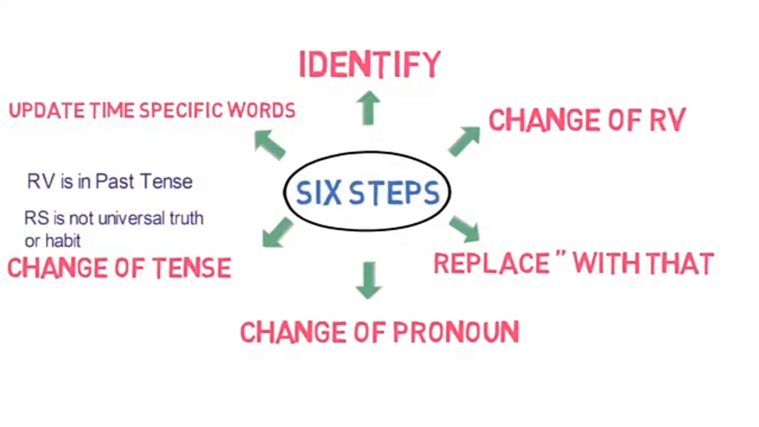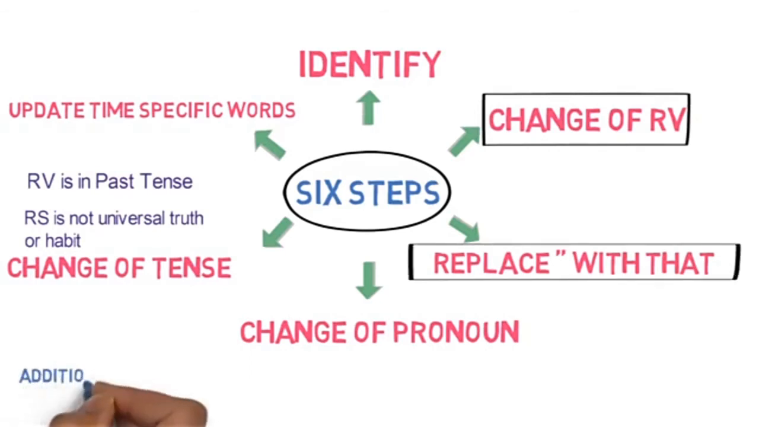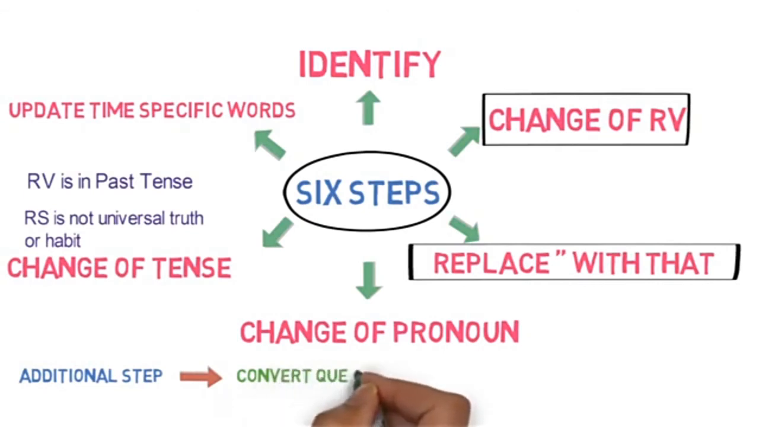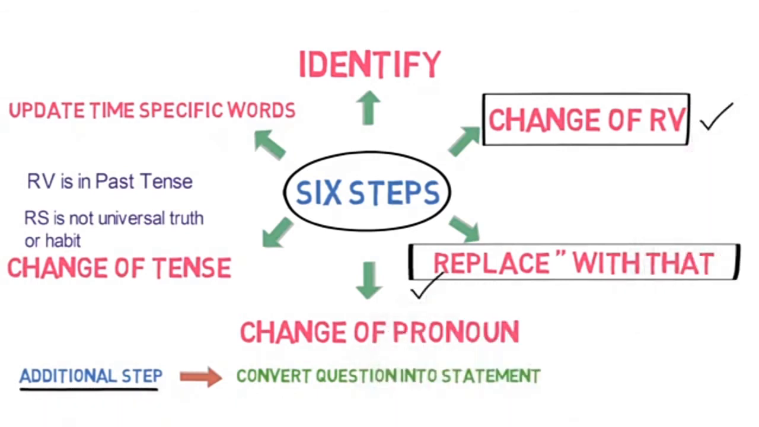There are three important changes when we are given an interrogative sentence for conversion. Rest all things remain the same. Number 1, change of reporting verb. Number 2, replacement of inverted commas. And number 3, conversion of a question into a statement. As you can see, there is a change in step 2 and 3 and an additional step is added. Let's understand these changes in depth.